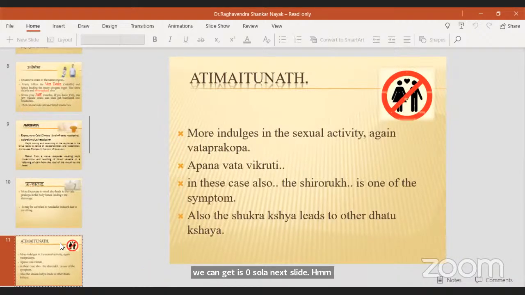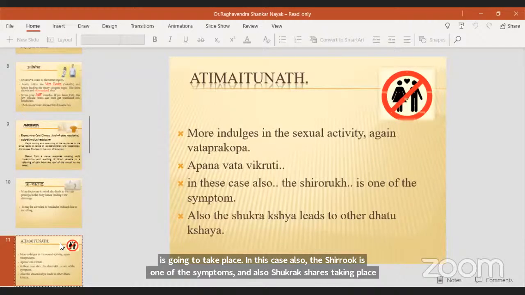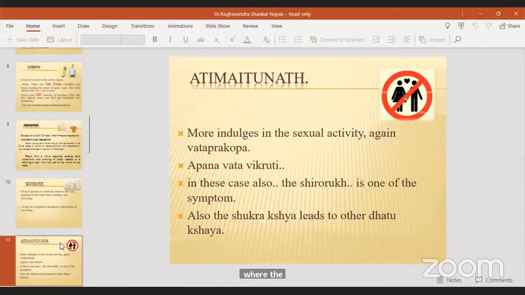Atimaithunat, indulging more in sexual activity. Again, Vata Prakopa takes place, mainly Apana Vata Vikruti. In this case also, Shiroruk is one of the symptoms, and Shukra Kshaya also takes place, where Uttarottara Dhatu Kshaya takes place in reverse manner. So the other Dhatus will also get affected, and it will cause Shirorogas. Next slide.